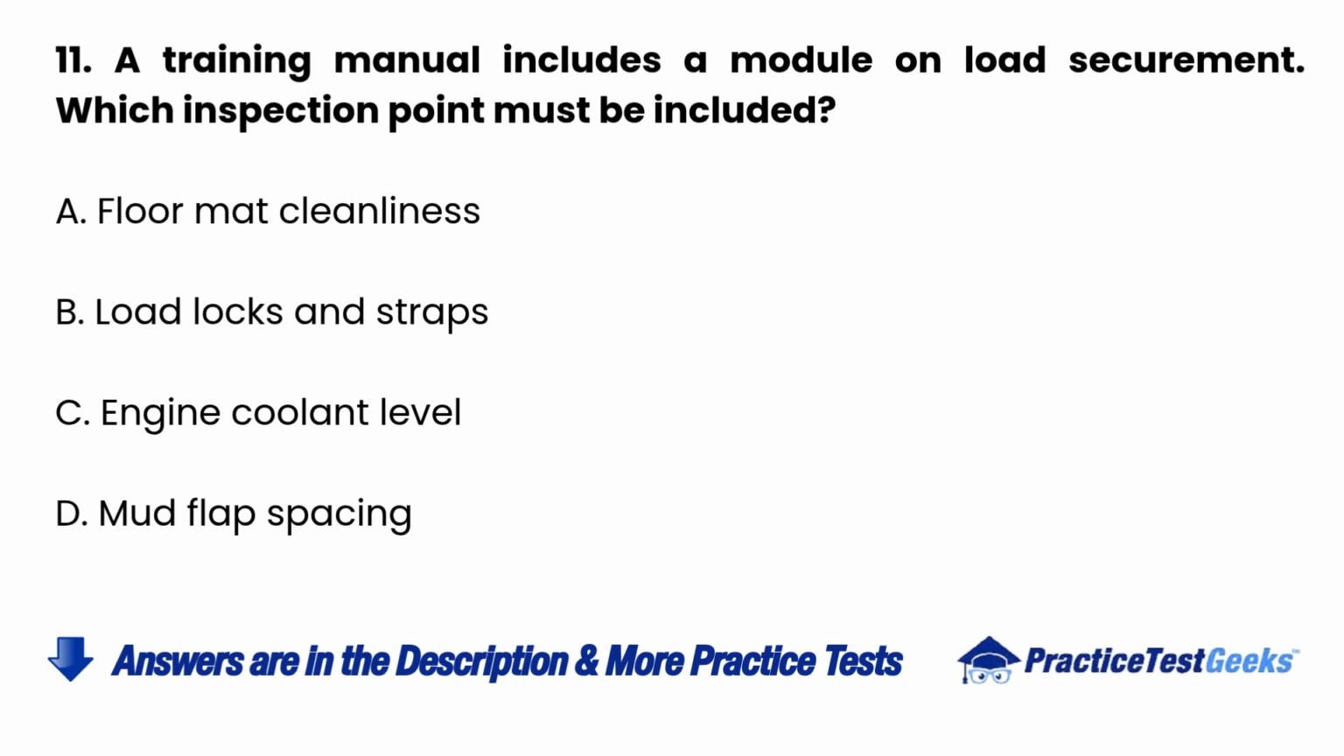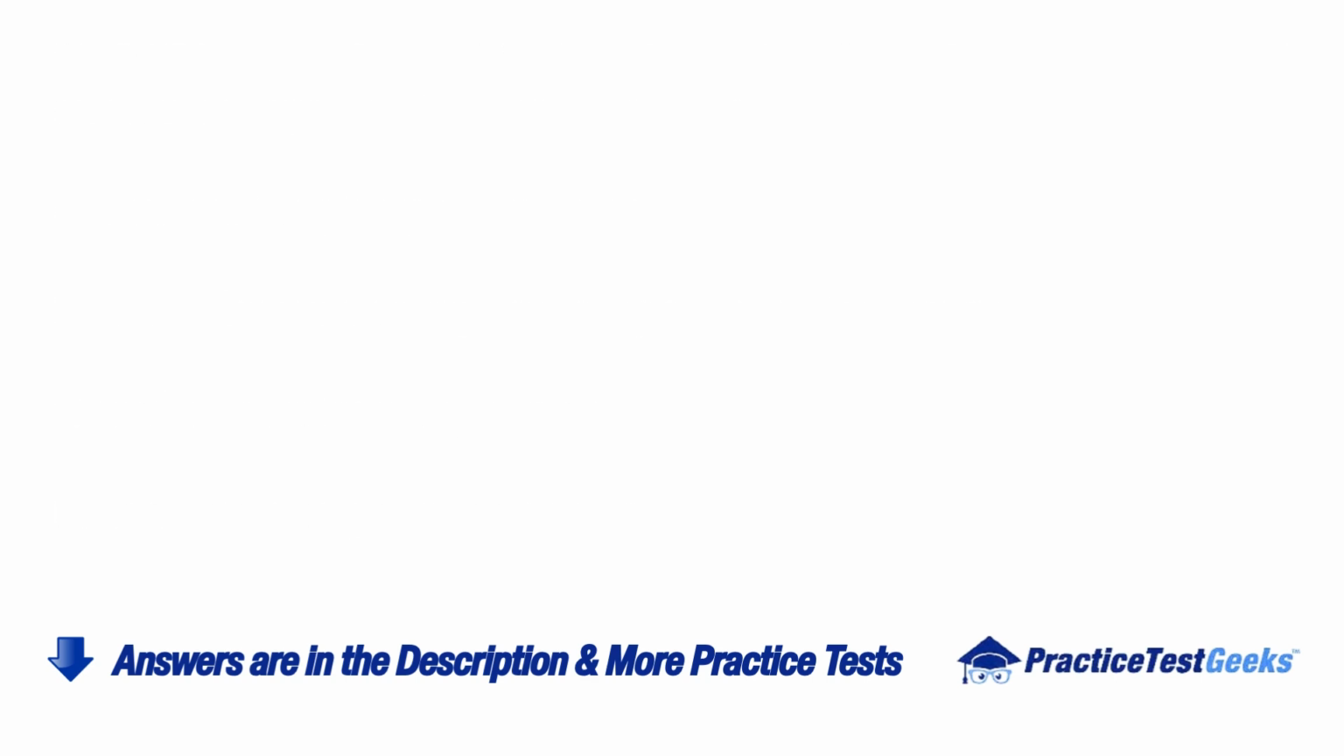11. A training manual includes a module on load securement. Which inspection point must be included? A. Floor mat cleanliness. B. Load locks and straps. C. Engine coolant level. D. Mud flap spacing.